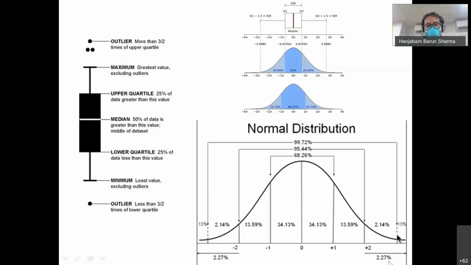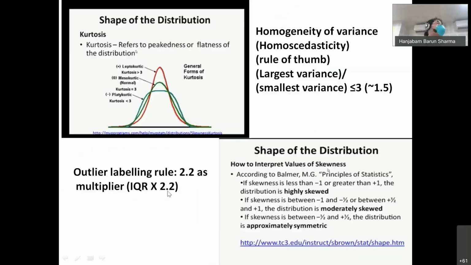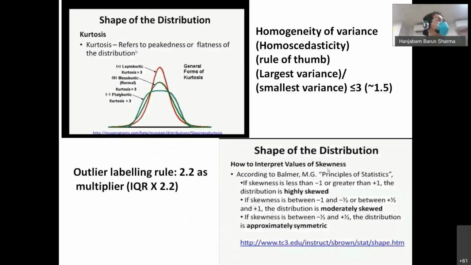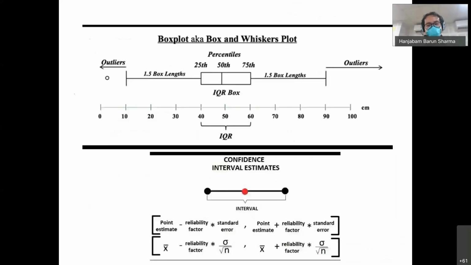So instead of using this rule like 2 standard deviation or 1.5, the recent criteria says that it should be 2.2. So 2.2 is the outlier labeling rule, 2.2 into what? Interquartile range. So if a particular value is lying above or below 2.2 into interquartile range, then you can safely identify the particular value as an outlier. So these are the basic things.